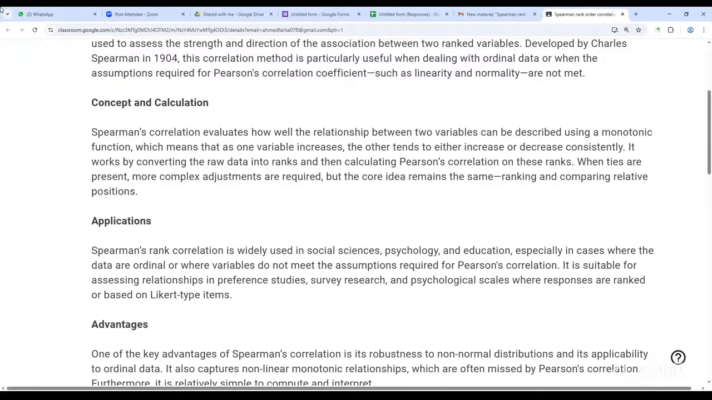Very good. So now you have understood that when the data is in ordinal scale, then we can use the Spearman rank order correlation. That means initially the raw score will be converted to the rank. Rank indicates the position. Okay.